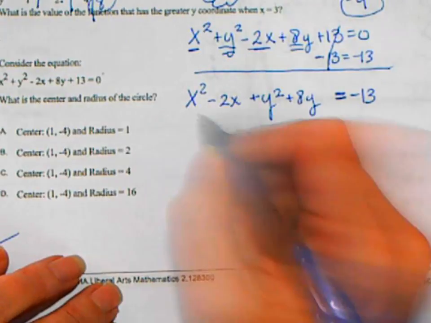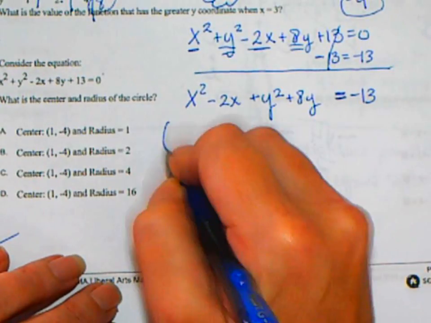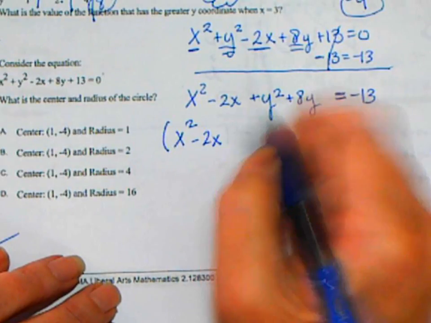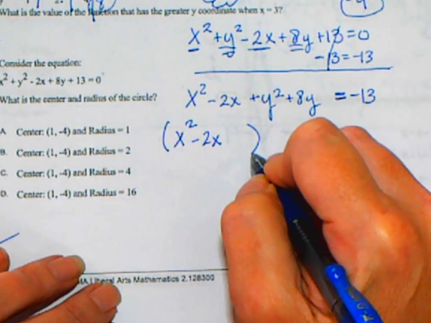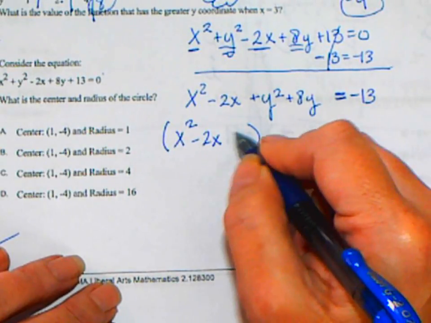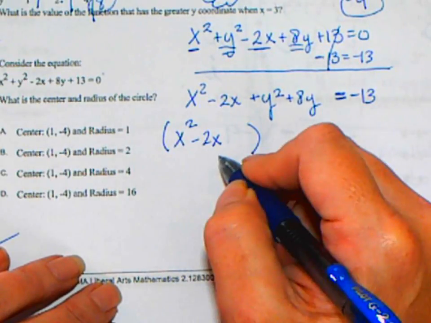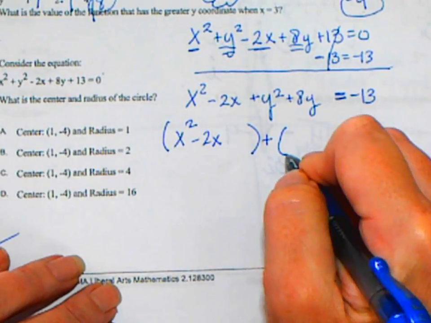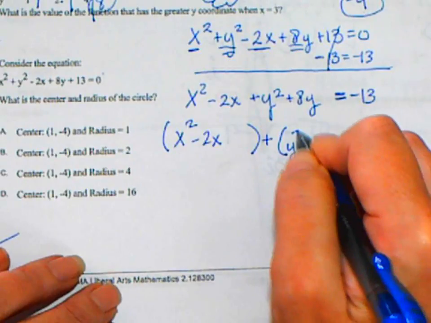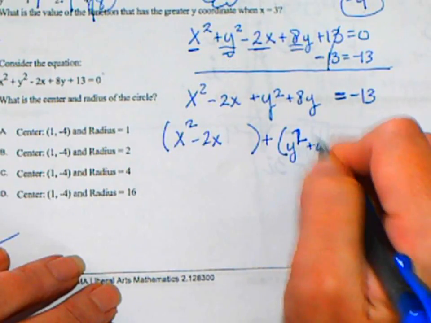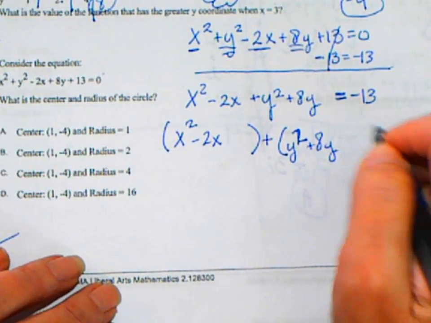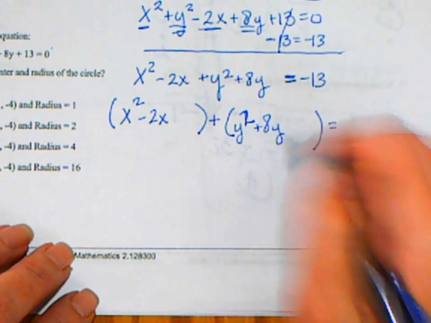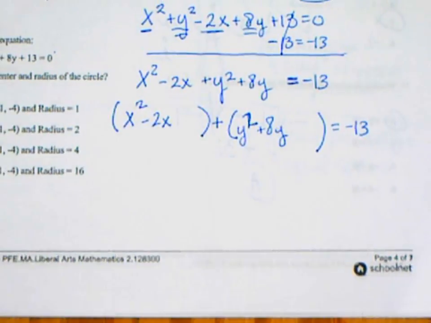So now, and I could have done this in the previous step, but I'm going to take this, x squared minus 2x, put it in parentheses. I'm going to leave a space because I'm going to find a number to put here to make this a perfect square trinomial. Okay? Plus y squared plus 8y. And I'm going to leave a space for a number that I'm going to put there to make this a perfect square trinomial. And then set it equal to negative 13.